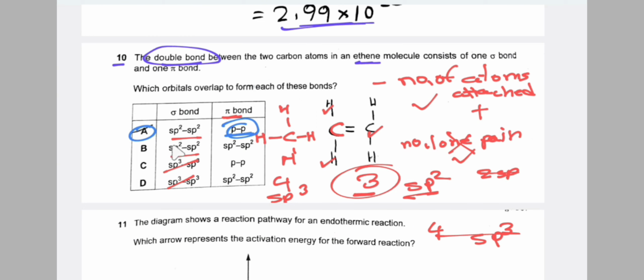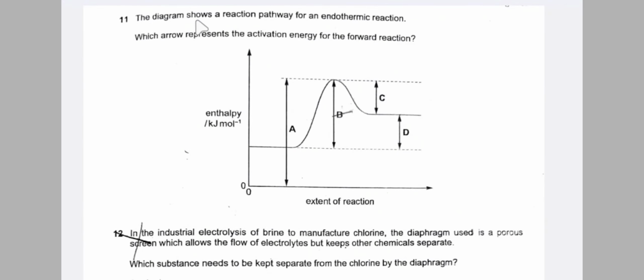Therefore the answer is A. In question number 11, the diagram shows a reaction pathway diagram for an endothermic reaction. Which arrow represents the activation energy of the forward reaction? This arrow represents the enthalpy change, from the reactants to the products, and the activation energy is from the reactants up to the top of the hump. So the answer is B.